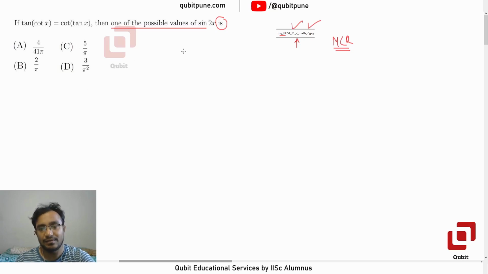Also look at option C. Option C is 5 by pi, and because 5 is greater than pi, 5 by pi is greater than 1. Now can sine 2x or sine theta ever be greater than 1? No, so C is directly gone. C is directly gone, so it is either A, B or D. Now look, let us first write down the equation given to us.